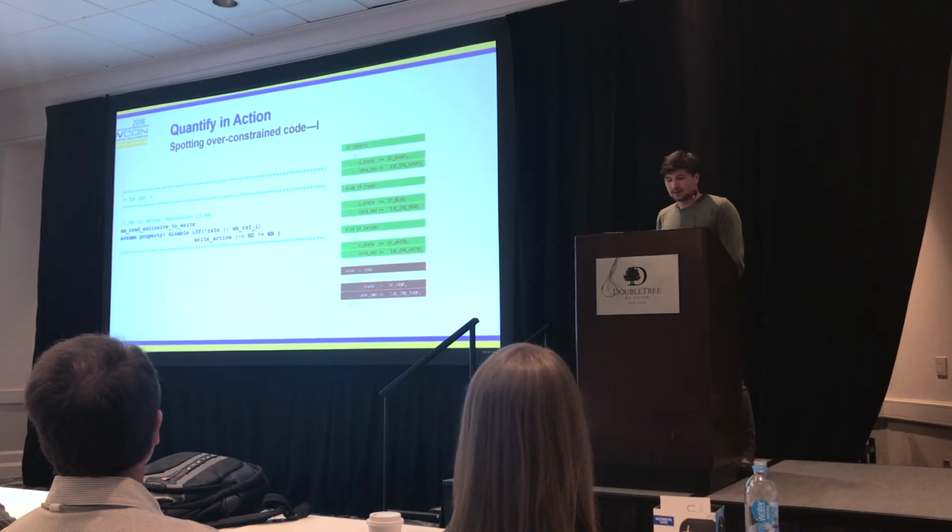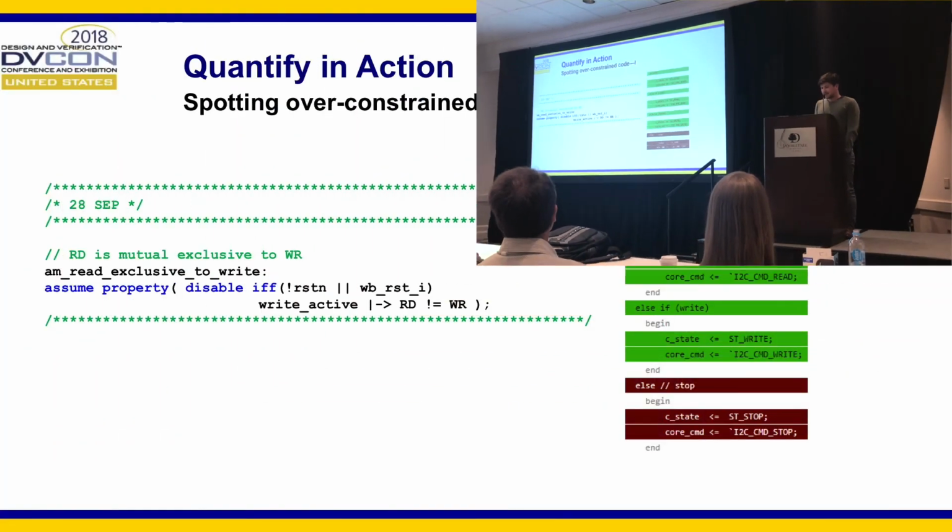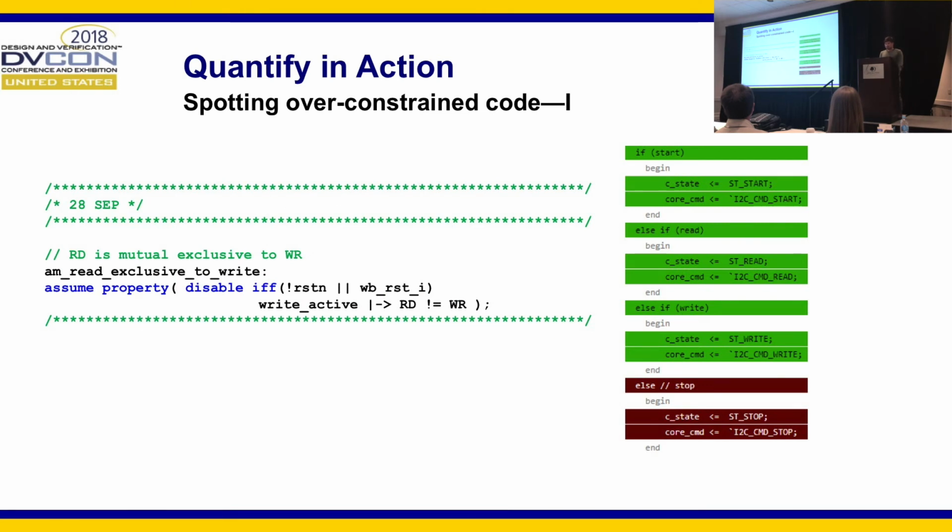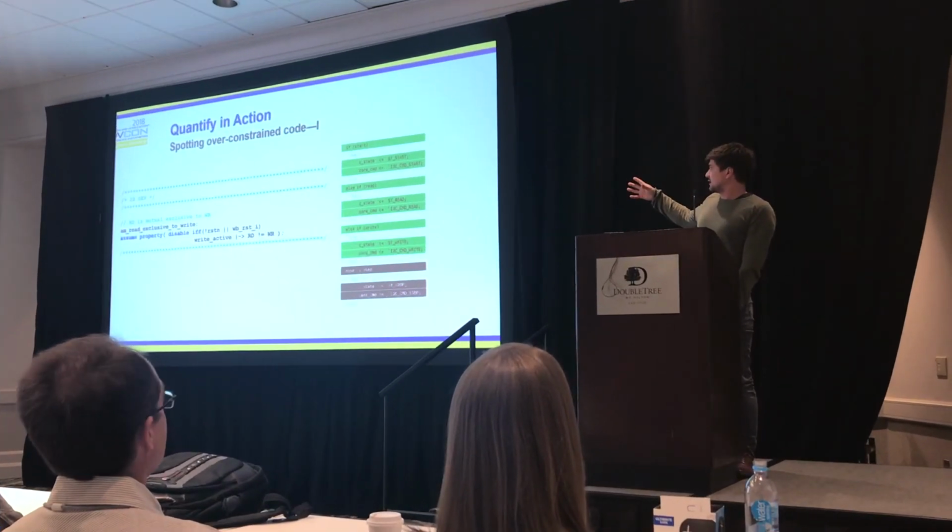In this example, I want to show you one of the simplest cases where Quantify was helping a lot: spotting over-constrained code. According to the spec, you cannot have a read and a write at the same time, and the command register in this design could do both. So you constrain this behavior, so that you cannot accept the read and write bits set at the same time. This was the manner in which you write it the first time.